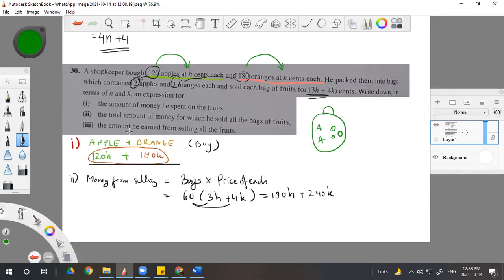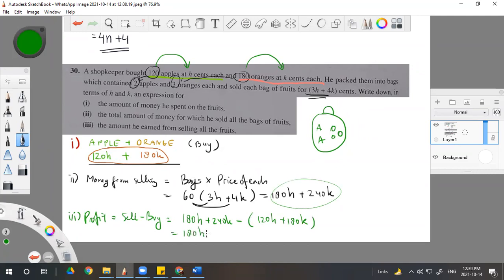Okay, the amount he earned from selling, ini profit dong berarti ya. How do you calculate profit? Profit will be sell minus buy, right? Sell-nya ini 180H plus 240K subtract amount of buy 120H plus 180K. Ingat kalau subtract harus bracket. So 180H plus 240K, open the bracket, minus 120H minus 180K.